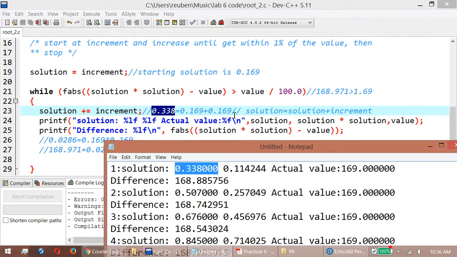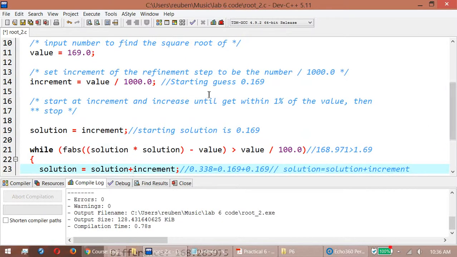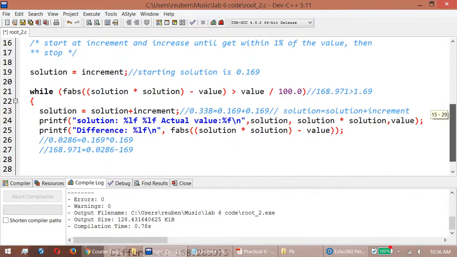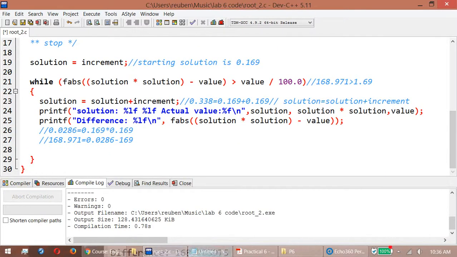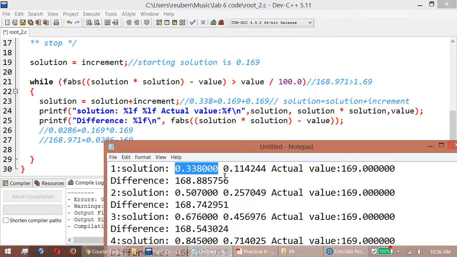Alright. In the next round, if you take 0.338 and you add it up, see, every time you repeat the loop, what do you do? This is very important. Every time you repeat the loop, the long form is very simple. It's basically solution plus increment. And do you know what's the definition of the increment? The increment is basically 0.169 every time, the value divided by 1000. So every time you up the value of the guess, because you're systematically guessing what is the square root, the next time your guess goes up. And do you see the difference? Does the difference get smaller or bigger?